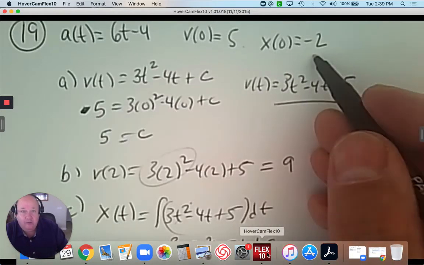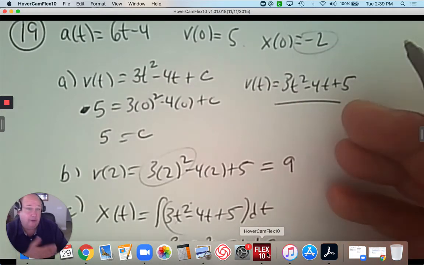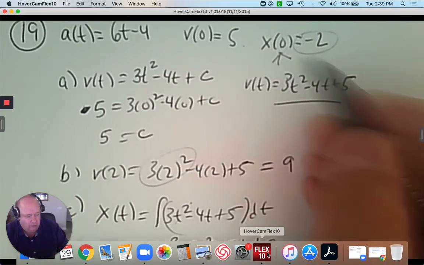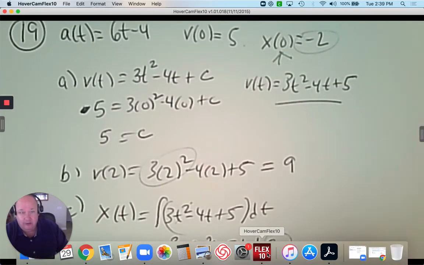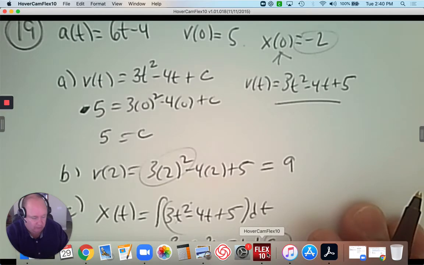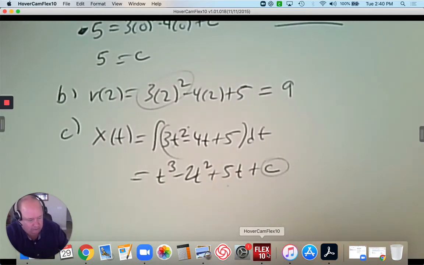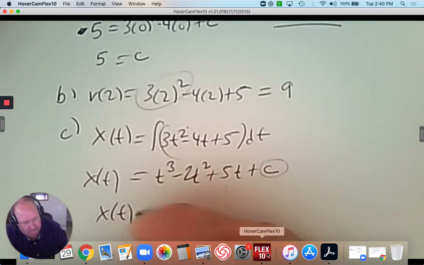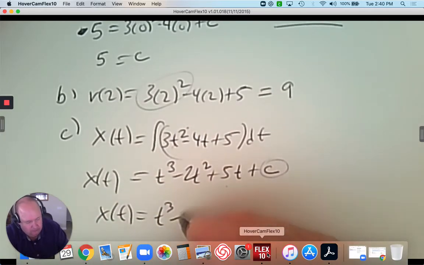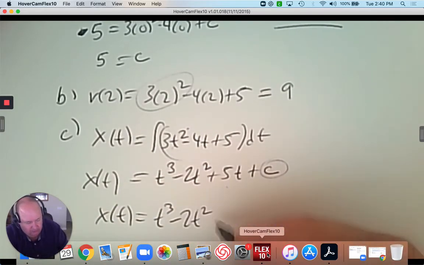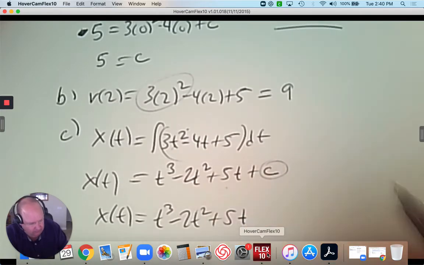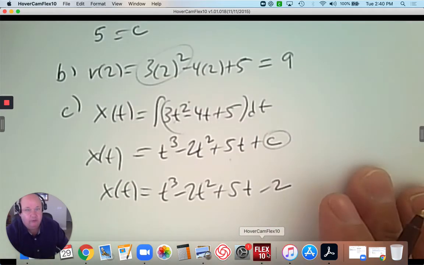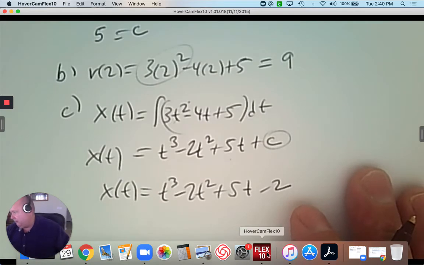And again, it says the initial is negative 2. So I'll give you a hint. Whenever it says initial and you plug in 0, that is what c is. C is the initial value. Like if you plug in 0, that's the answer you get. So if I plug in the value, I get t cubed subtract 2t squared plus 5t, and then it says the initial is negative 2. So that is what your c is when you plug in.